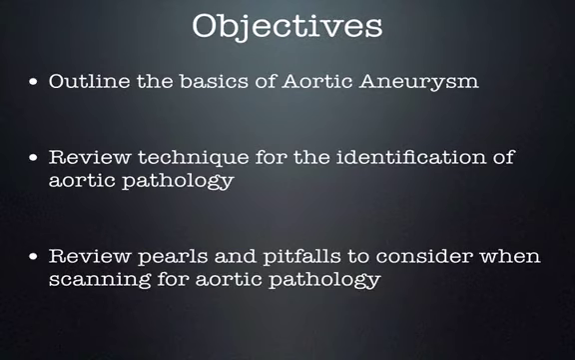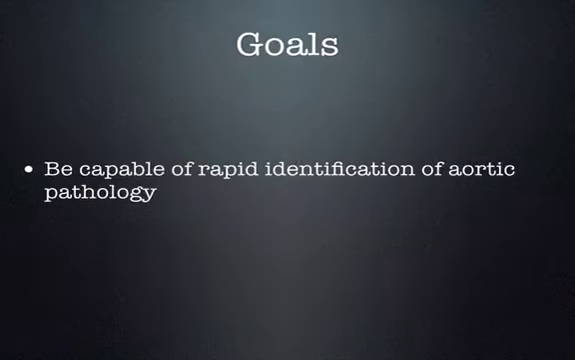The objectives of this presentation are to review the basics of aortic aneurysm. We'll review the ultrasound technique for the identification of aortic pathology, both aortic aneurysm, and a little bit on aortic dissection. We'll review the pearls and pitfalls to consider when scanning for aortic pathology, and hopefully by the end of this presentation, you'll be capable of rapidly identifying aortic pathology with point-of-care ultrasound.